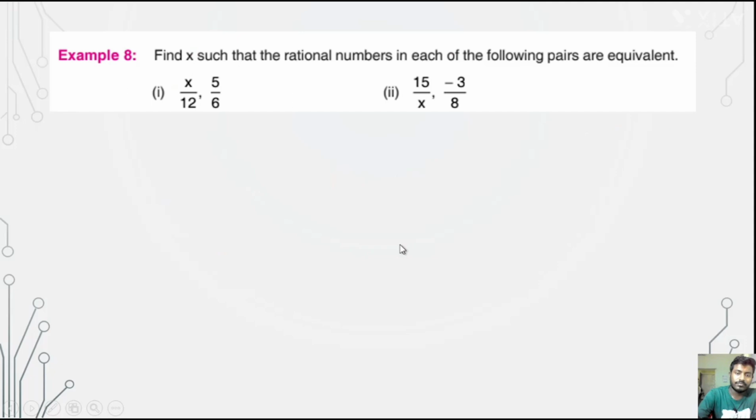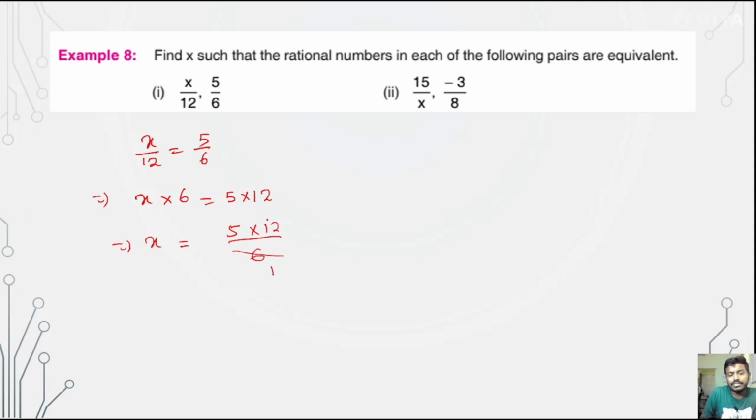Okay. Now find x such that the rational numbers in each of the following pairs are equivalent. How to solve? Equivalent means we can write x by 12 equal to 5 by 6. Any doubt? Now that implies, to find the x value, cross multiply: x into 6 is equal to 5 into 12. Now the value of x is equal to 5 into 12 divided by 6. Now cancel: 6 1s are 6, 6 2s are 12, so 5 2s are 10. So the x value is 10.